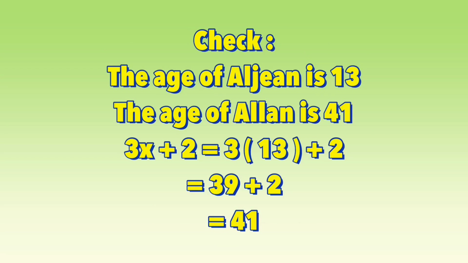So if we check, the age of Algin is 13 and the age of Alan is 41. It came from 3x plus 2. We substitute: 3 times 13 equals 39, plus 2 equals 41.